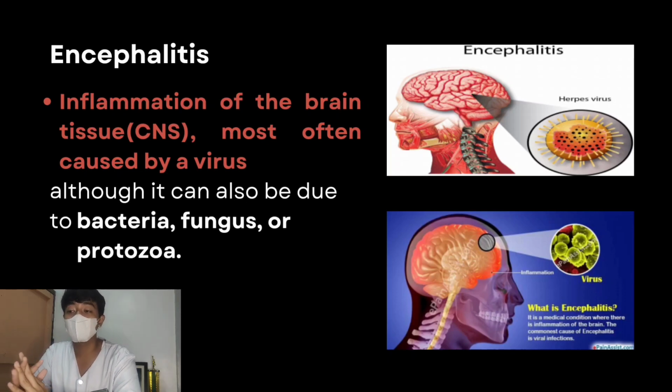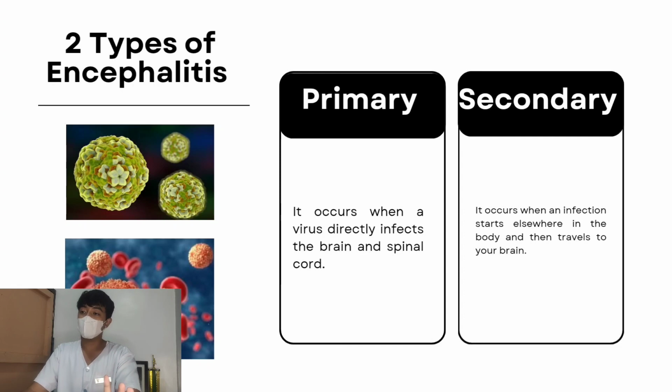Encephalitis is an inflammation of the brain tissue. Most common cause is viral infection. In rare cases, it can be caused by bacteria or even fungi. There are two types of encephalitis, primary and secondary.